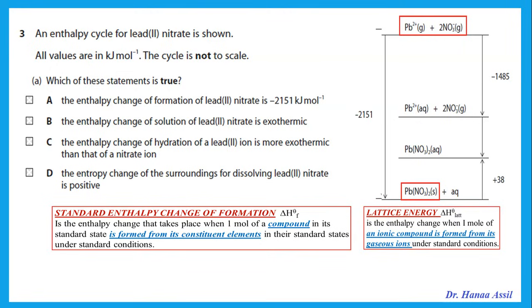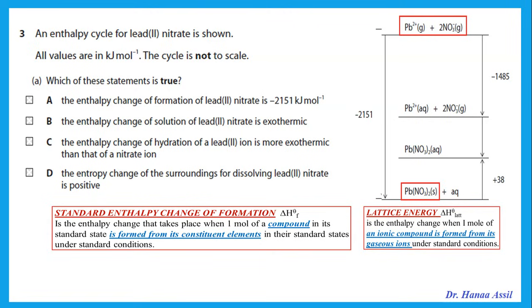So actually minus 2151 is the lattice energy, because that is the enthalpy change when 1 mole of an ionic compound is formed from its gaseous ions. Enthalpy change of formation is from its elements. So statement A is wrong. Minus 2151 is actually lattice energy. What about B? The enthalpy change of solution of lead nitrate is exothermic.